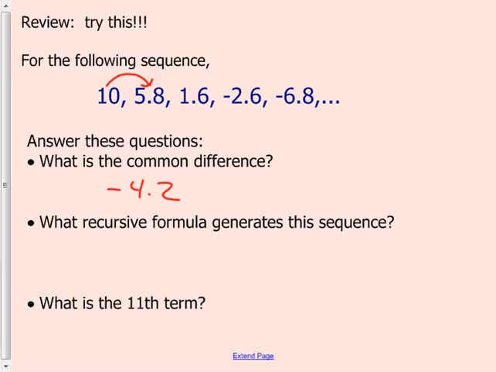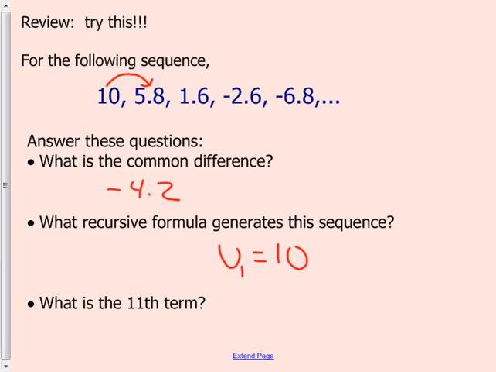Next thing, what recursive formula generates this sequence? All right, so that's the u sub n minus 1. It always starts with something, though. It always starts with u sub 1, or it could start with u sub 0. But I like to use u sub 1 on this kind of a problem. And it's the first term, and that's 10. Would you see if you can write the rest of the formula down correctly for me?